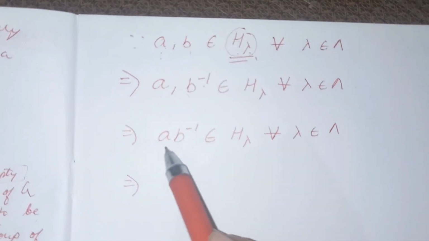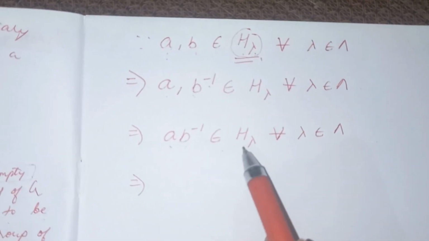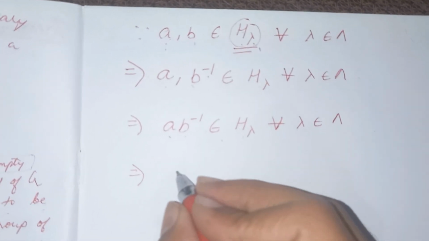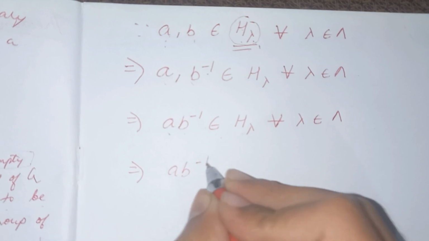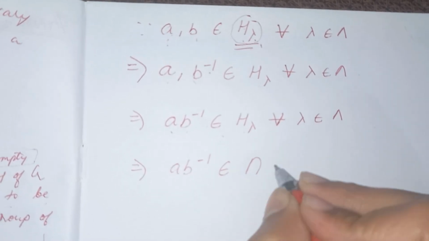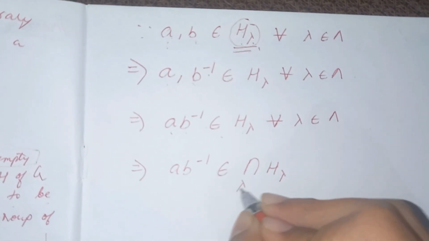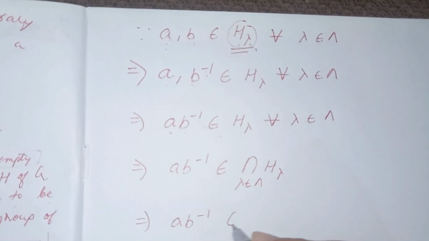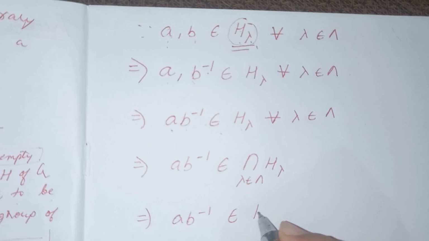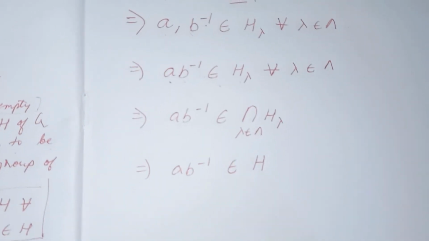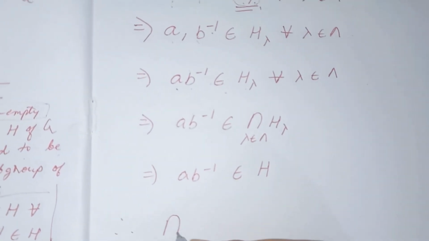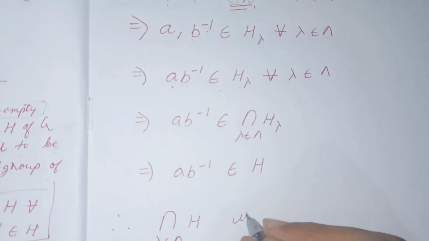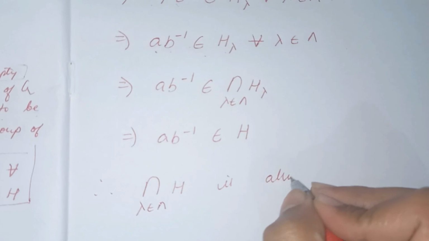Since A B inverse belongs to each subgroup of the collection, A B inverse will also belong to the intersection, which we have considered H. So therefore H is also a subgroup.